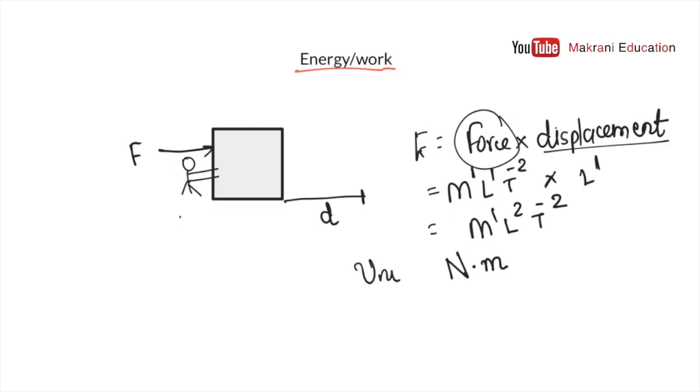So its unit is Newton meter, or it can also be called joule, J. You must have understood, the unit for both work done and energy utilized, or we can say energy and work, is same, that is joule. Now let us see our next quantity.